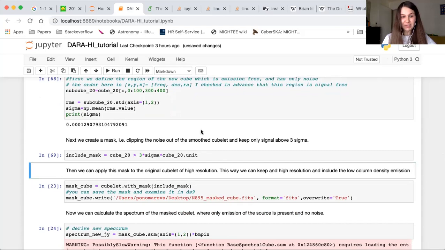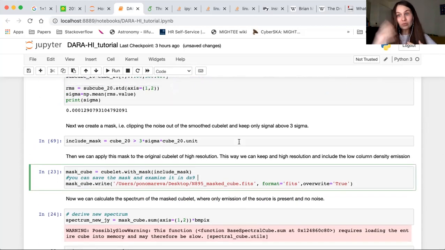That's how we create the mask. Mask is done. However, if you keep the mask as it is, you will lose the important resolved features because your cube is too smooth. So you want to have the best of both and keep emission where it should be, the region of emission, but you want to keep it at the original resolution.